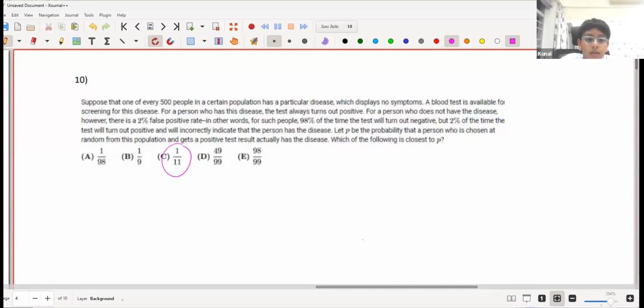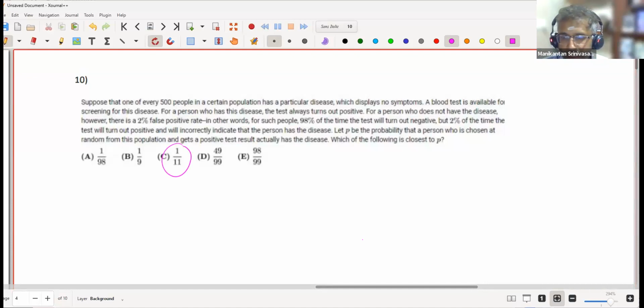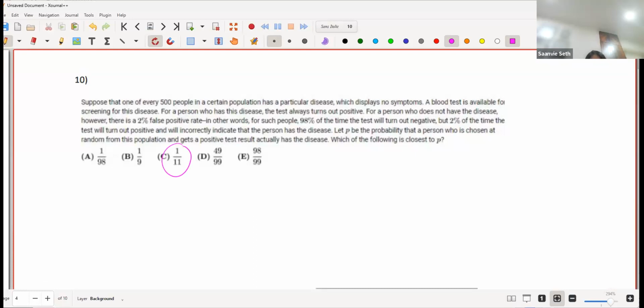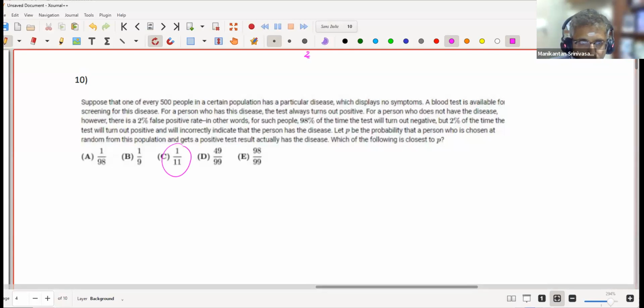Sir, I got 1/11 also. You also got 1/11. Okay, Kunal. Okay. Sanvi, were you able to get an answer on this one? No, sir, I think I got something wrong. I'm not sure where. I tried solving the question. Okay. All right. So what are we doing here?